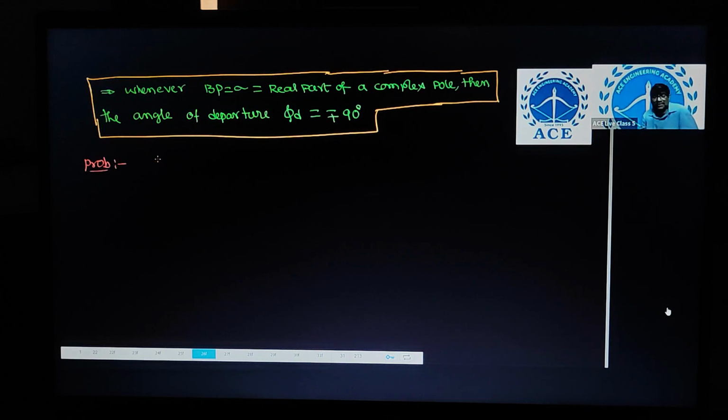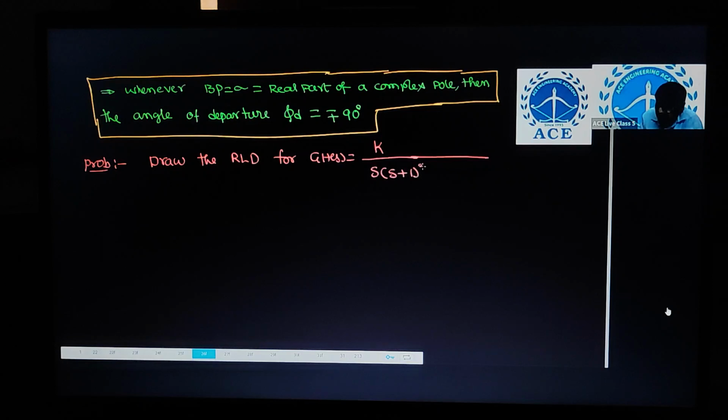Draw the root locus. Time is up. Come on, yes. Come on, do it, man.